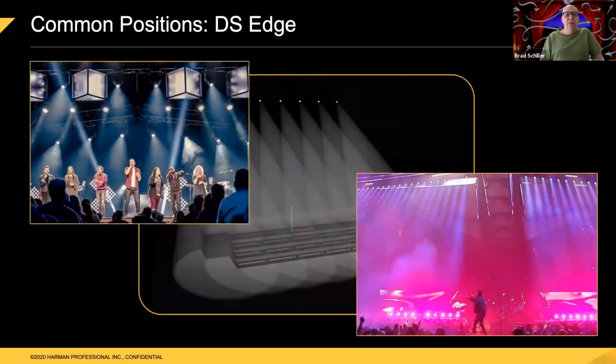You can make use of a downstage edge position for many different things. You can set it for beams looking out in the audience. It's common for a nice wash. People always stand on the downstage edge, no matter what type of show, they line up there. So it's really handy to use a downstage edge type position.